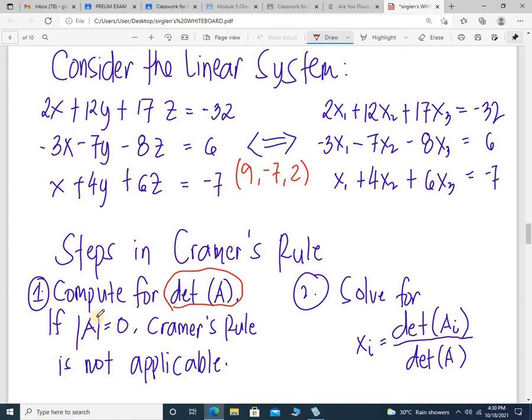Please don't be confused if you see this value, because this is the same thing as the determinant of A. So you can write it in this manner. It's like an absolute value of capital A, but this is read as determinant of A. Now, if the determinant of A is not equal to 0, we can proceed to step 2, that is to solve for x sub i, which is equal to the quotient of the determinant of A sub i and the determinant of A. Let's see the perspective of these rules.